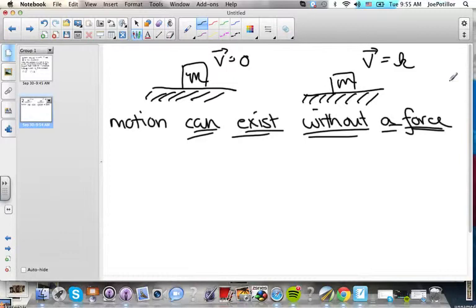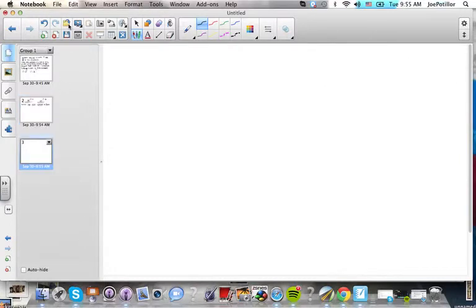So, what happens when there is a force? That's where the second reason comes in. The second reason is the second law is written in such a way that it does not define the force.